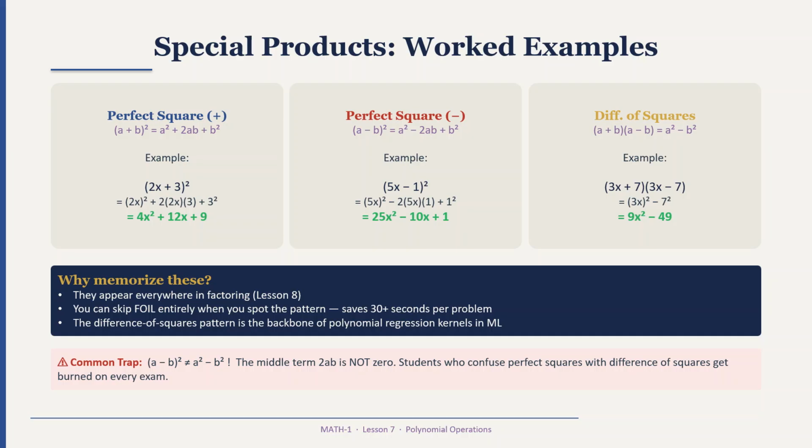Answer, 9x squared minus 16. There is no middle term because the cross terms cancel. The key insight is that memorizing these patterns lets you skip the full distribution process. That saves time and reduces the chance of sign errors, especially under test conditions.